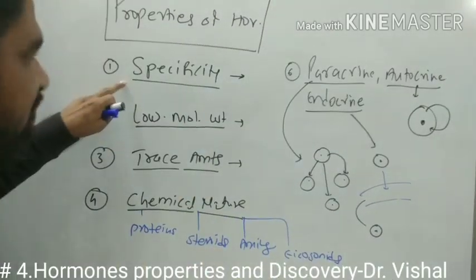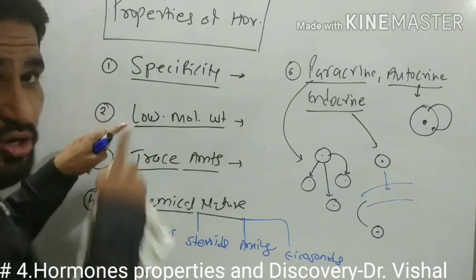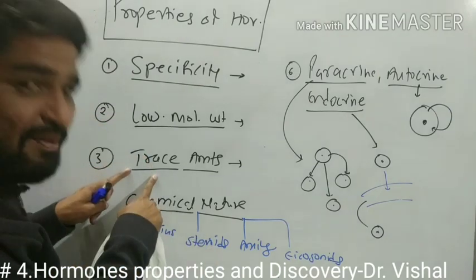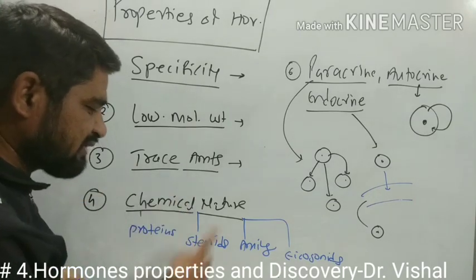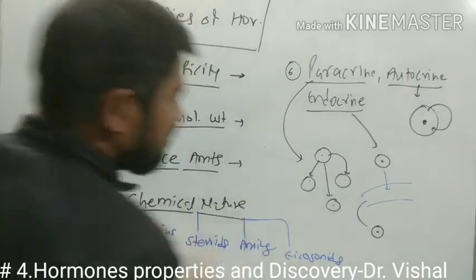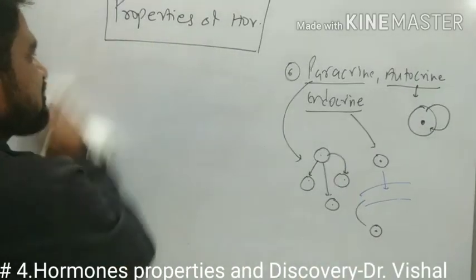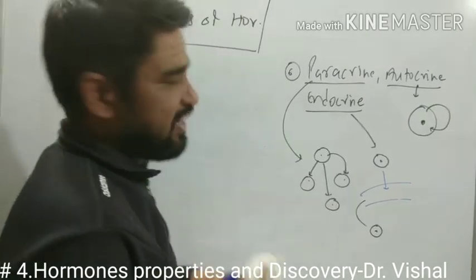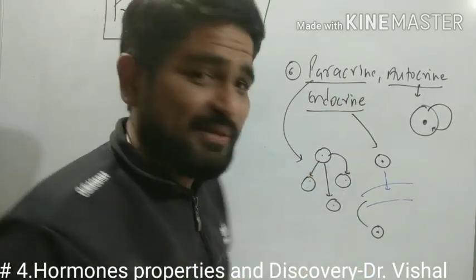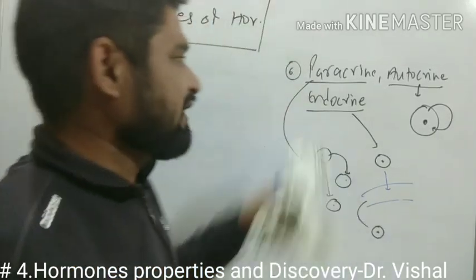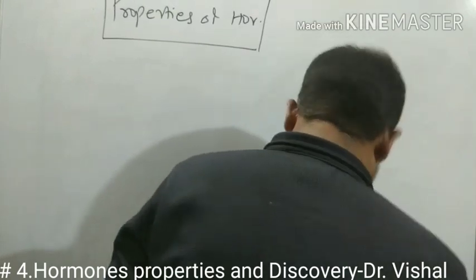So what is property number one? Specificity. Yes, hormones are specific in their action. Low molecular weight is very important. Trace amount is very important. Chemically, hormones are proteins also, steroids also, amines also, and eicosanoids also. Hormones are paracrines as well as autocrines and endocrines. Paracrine means they control the nearby cells. Autocrine means they control the same cell, and endocrine means they control the distant cell or distant organ.